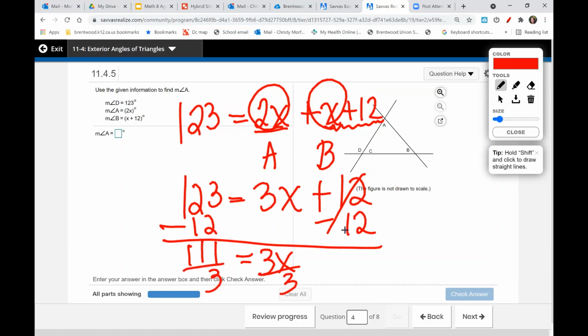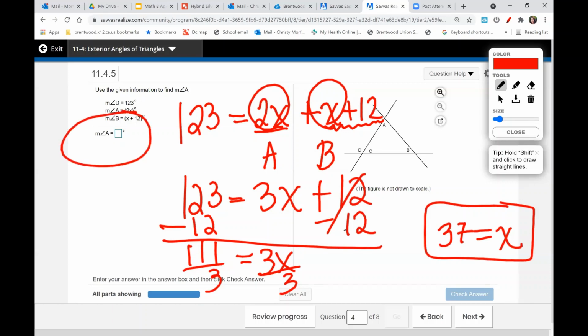You can use a calculator for everything you're doing today. 3 goes into 111. How many times? 37. So x is 37. But just like the last lesson, you have to look. And I can see right there that it did not ask me for x. It asks me for angle A. And angle A is 2x, which means I need to replace the x with the 37 that I just figured out. And then if I multiply those together, I get 74. So my answer is actually 74 because it's double what I got when I worked the problem out.